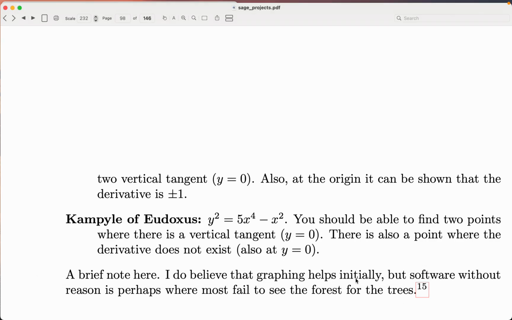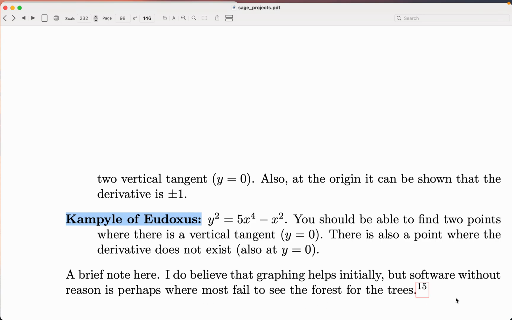A brief note here. I do believe that graphing helps initially, but software without reason, well, you know what? This is a good example. Without me thinking, I would not have known that. I had to think about it, and I saw it written down. I thought about what they said. But software without reason is perhaps where most will fail to see the forest for the trees.